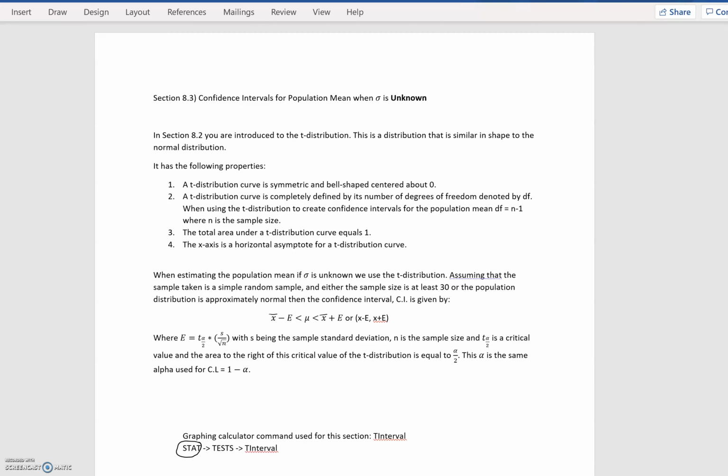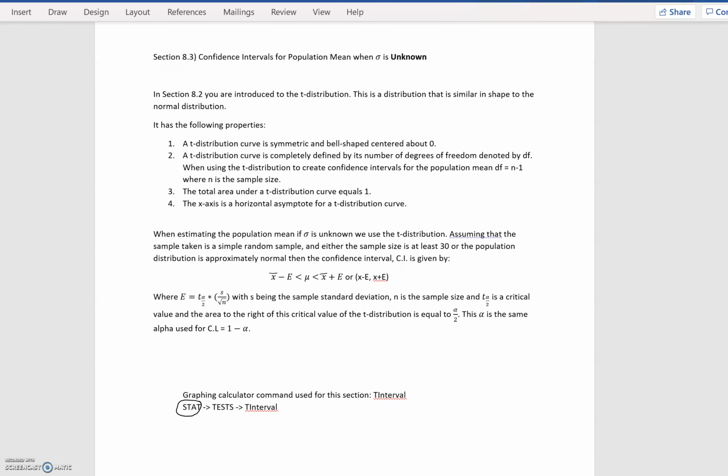Hi everyone, this is our lecture video on section 8.3. In this section, we are using confidence intervals to estimate the population mean when sigma is unknown.